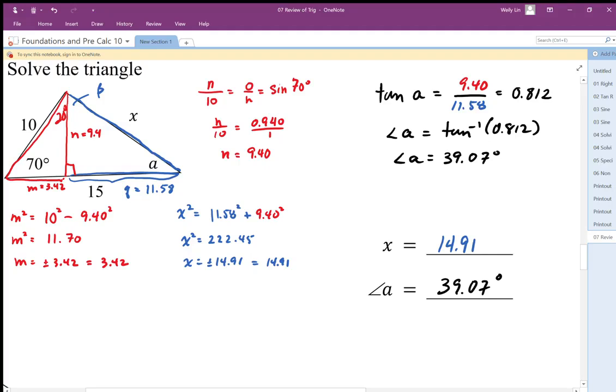The last thing is angle B, which is made of those two parts. Now I can solve for beta using the blue right triangle and add that to 20 degrees, but we also know that the three angles in a triangle are supplementary, which means they add up to 180 degrees. So if I do 180 degrees minus 39.07 minus the 70 degrees, I'm left with angle B. Let's get rid of this beta and just call that whole angle B. That angle works out to be 70.93 degrees.